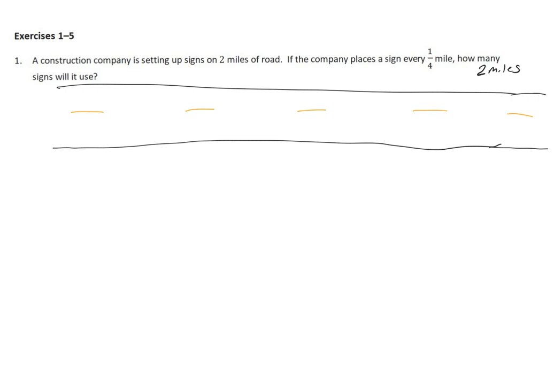So we can multiply 4 times 2 because there are 4 fourths in every mile, and we have 2 miles. So if we do 4 times 2, we get 8. So if we put a sign every 1/4 of a mile, we would have 8 signs.